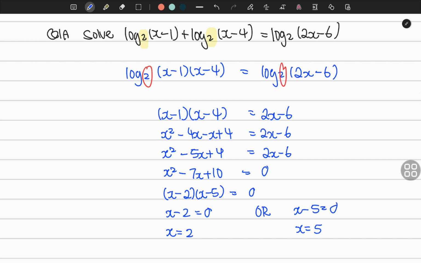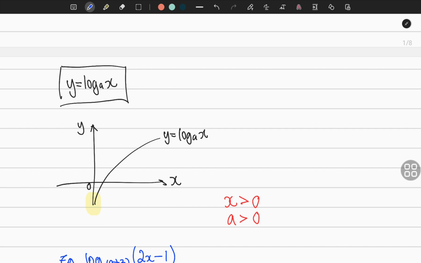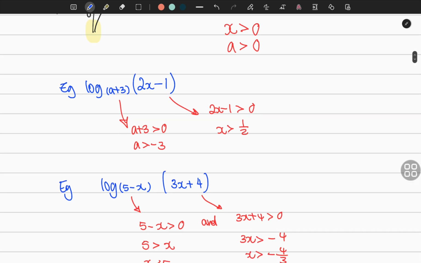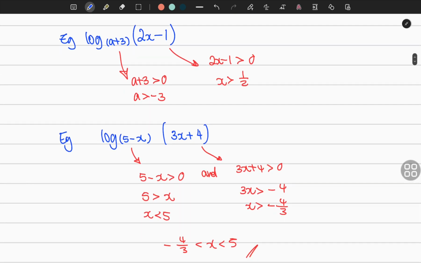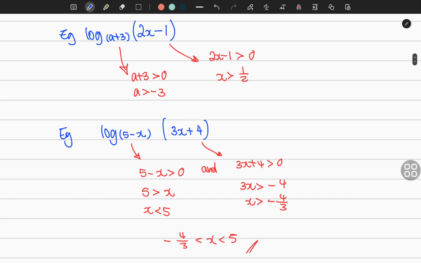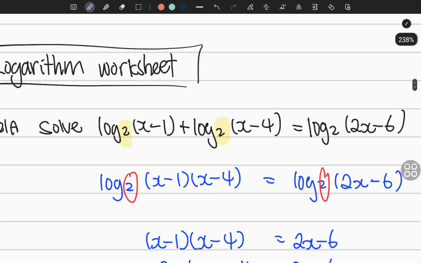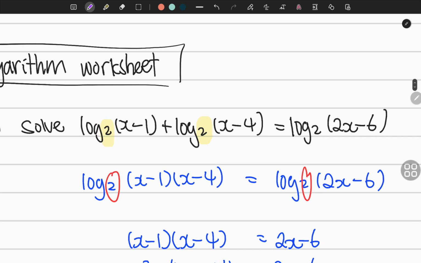But do remember something. We need to consider whether our values fit the range. Based on the different questions that we have gone through, we see that the range of x can differ from logarithm to logarithm. So back to the question, we have log base 2. Okay, 2 is a positive number, so we don't need to consider that. But we do have x minus 1, and x minus 1 has to be positive, more than 0. So what that means is that x has to be more than 1. Okay, that's for the first logarithm.